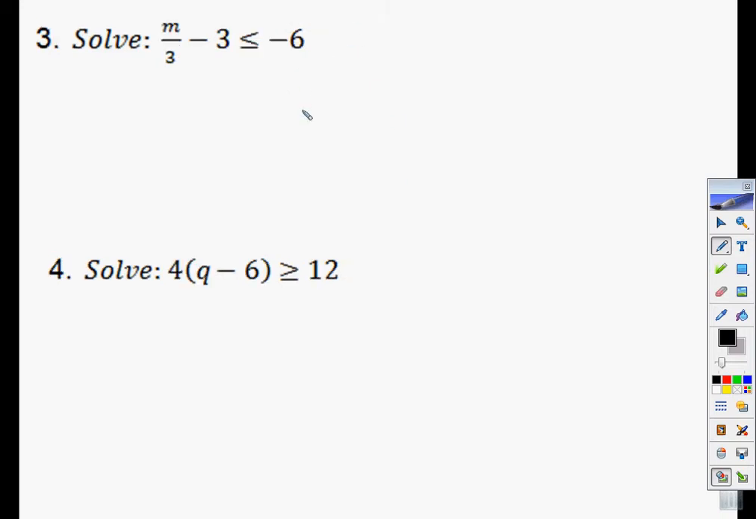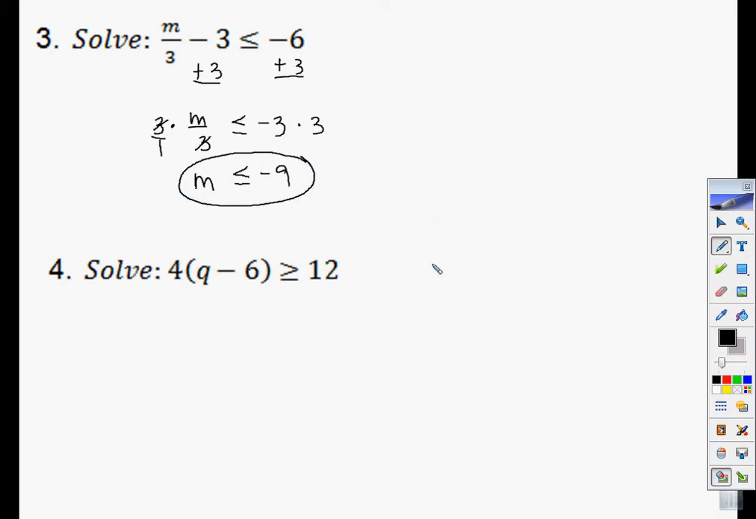Okay, example 3. Isolate the term that has a variable in it, so we're going to have to add 3 to both sides first. So m divided by 3 is less than or equal to negative 3. And to further isolate m, we would need to multiply both sides by 3. Remember, if it makes you feel better, you could write that as 3 over 1. The 3's would cancel. m is less than or equal to negative 9, and that would be your final solution.